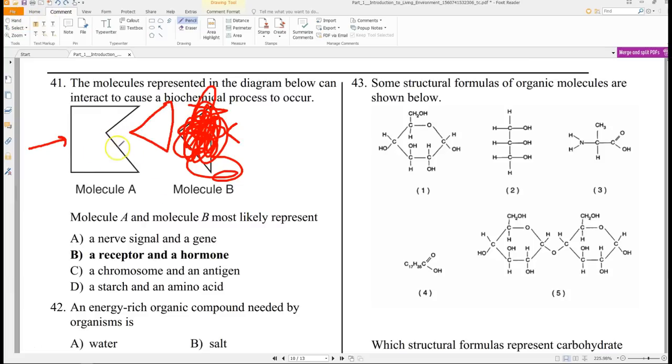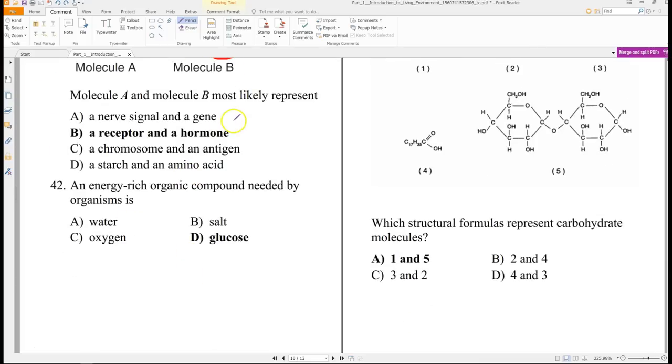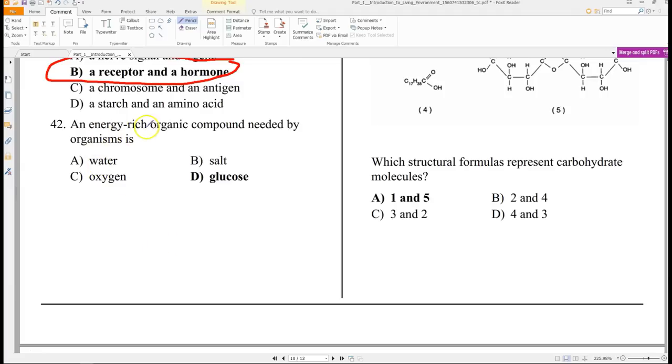That would fit perfectly this receptor molecule. So this is the best answer. 42. An energy-rich organic compound needed by organisms is... so this is also understanding the importance of organic compounds in living things. Glucose, which is a carbohydrate, which is a sugar, is an energy-rich organic compound for organisms.